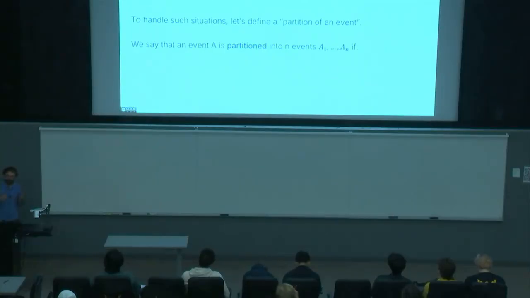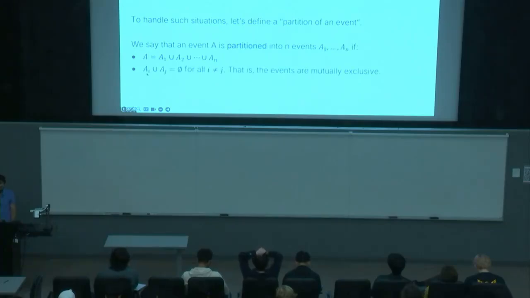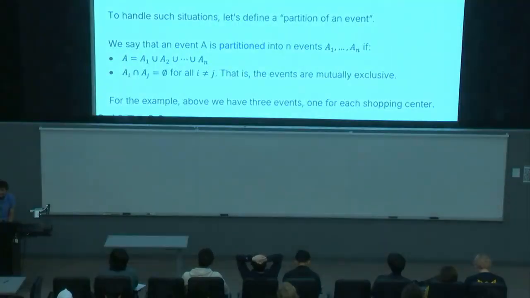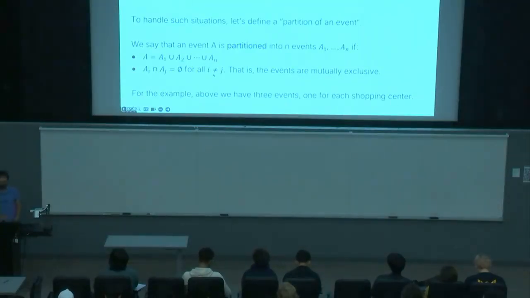But basically, let's imagine we have an event A, which is partitioned into a bunch of different events. And when I say an event is partitioned, we mean we have some rules, which is that all those events, if you union them, you get the original event back together. And that if you take the intersection of any 2, then the intersection is 0. They're mutually exclusive events. So above we have 3 events, 1 for each shopping center.